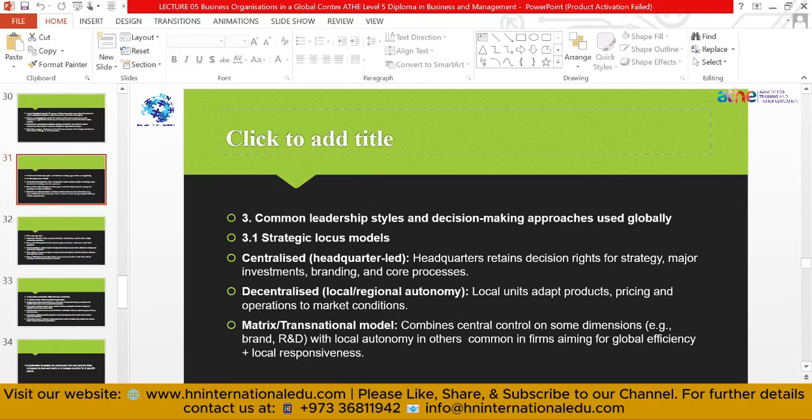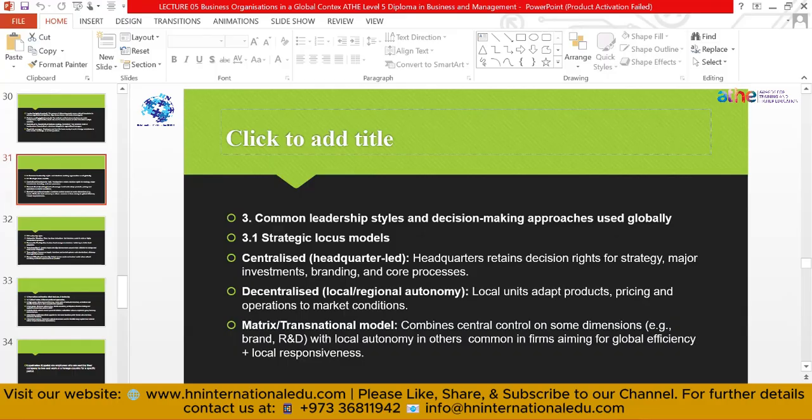Strategic locus model: these are the centralized, decentralized, and the matrix or transnational models. The centralized one is headquarters-led. That is, everything is discussed over there at the big department. Headquarters retains decision rights for strategy, major investments, branding, and core processes. Now, the small franchises are not going to take the big decisions or arrange the investments. Everything will be arranged by the main hub headquarters.